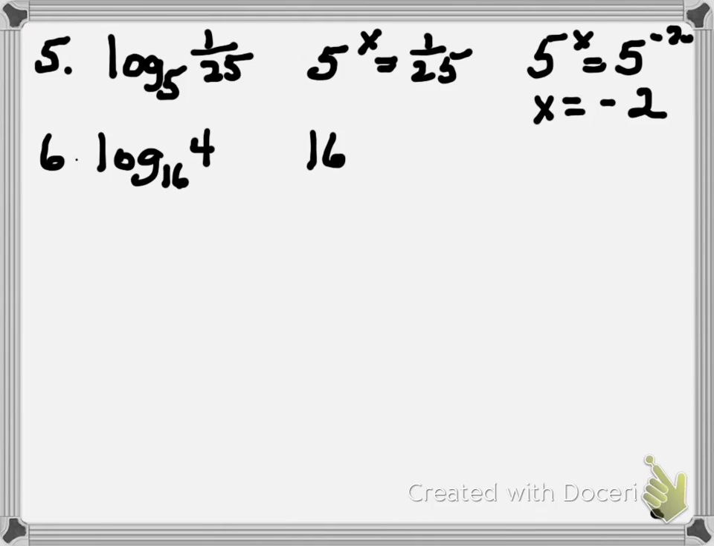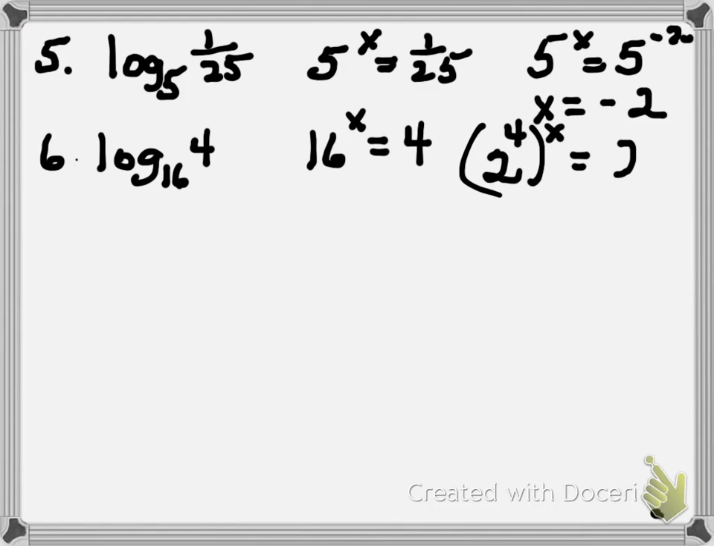16 is the base, x is the exponent, 4 is the answer. So I can rewrite this as 2 to the fourth power is 16, raised to the x power equals 2 to the second power, which is 4. So 4x is equal to 2, and x is equal to 1/2.